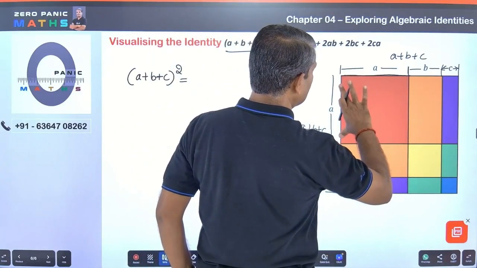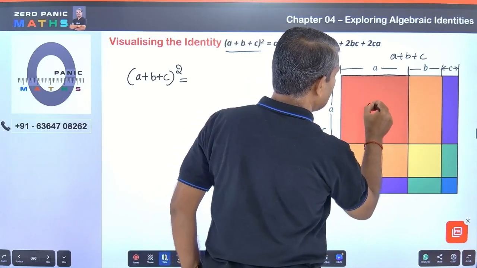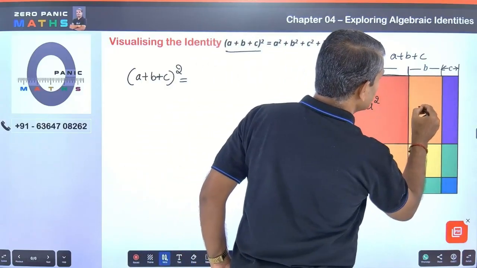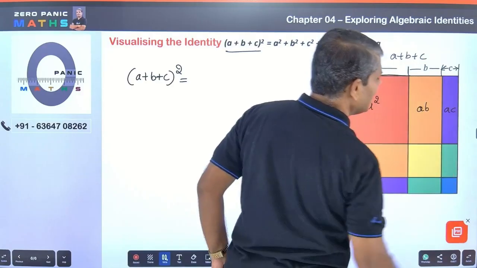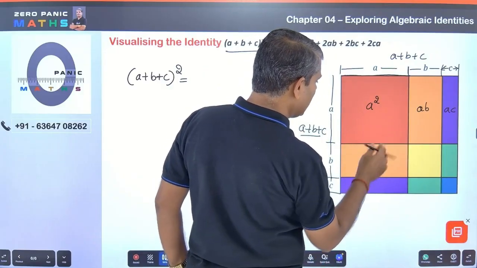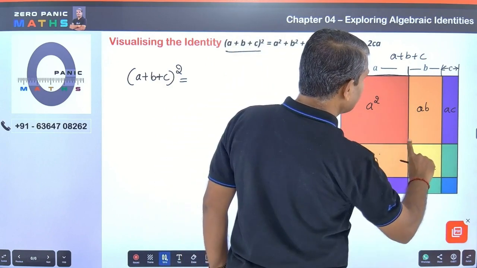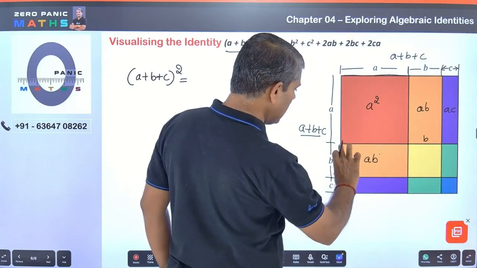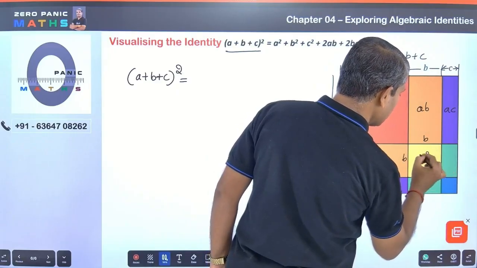The side of this square is a and a, so the area of this is a square. You know that. This is a and this is b, so it is ab. This is a and this is c, so this is ac. Now this is a rectangle with one side b and another side a, so this is also a into b. This is a square with side b. This is b because this is parallel to this, so the area of this is b square.